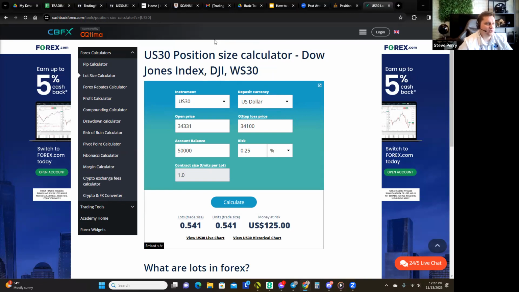Okay. So this is a good one. Definitely bookmark that if you haven't done so already. This is one I would bookmark, especially if you're going to start trading some of those other instruments. And you can search here.